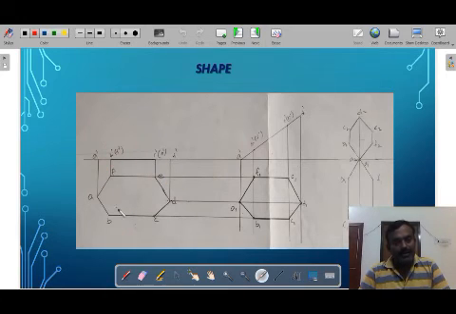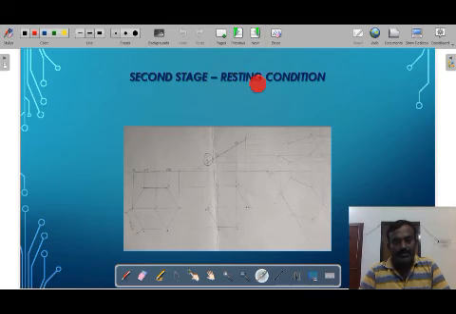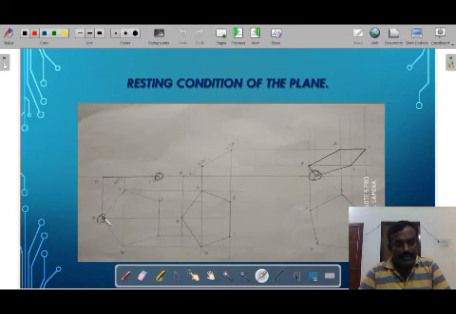See, it is not a regular hexagon. All the base sides should be equal. See here, this dimension is different from this one. So it's not a correct way to draw the hexagonal lamina. Next, resting conditions. You have to keep the resting condition on the left hand side. Here the resting condition is resting on the edge according to the problem, whereas here he has kept the corner as the resting edge. So the resting condition is not satisfied.